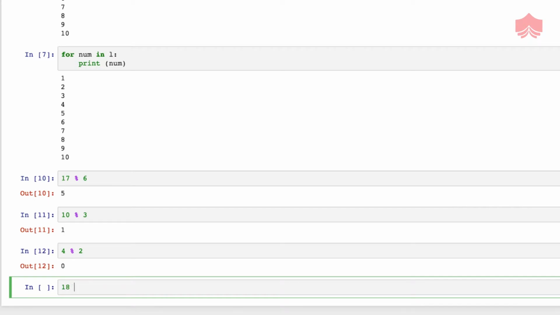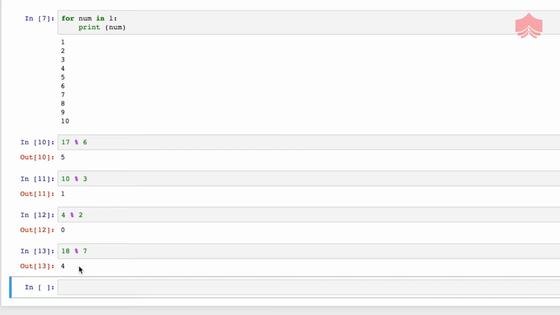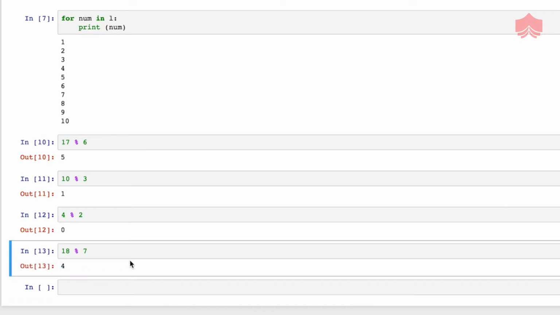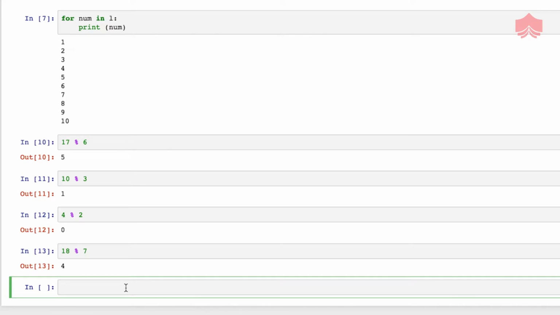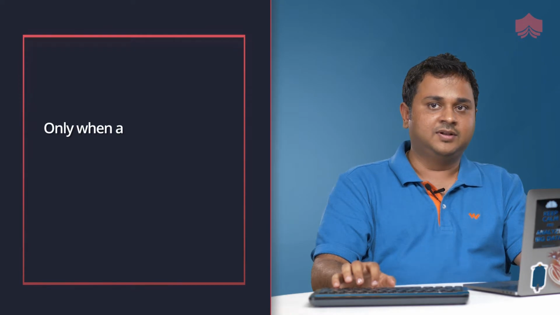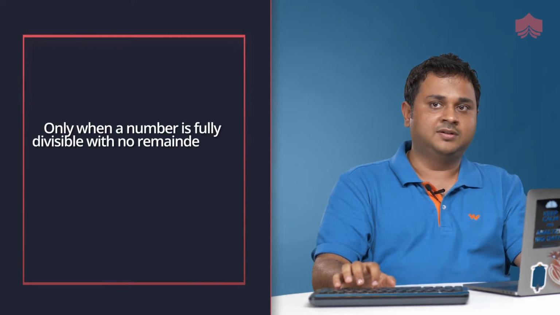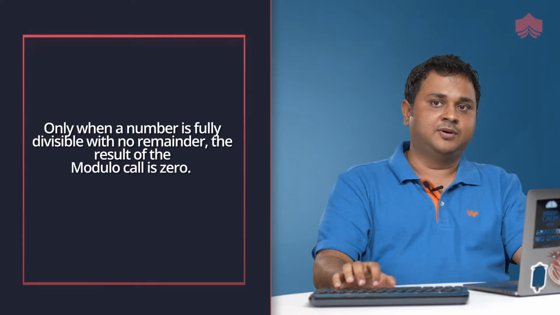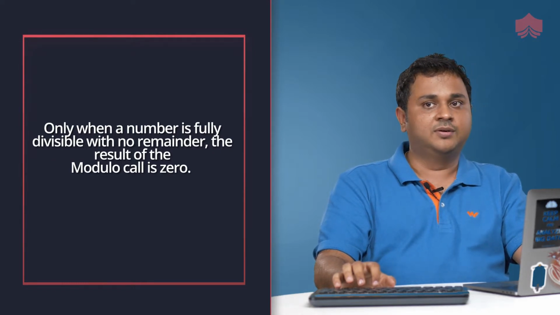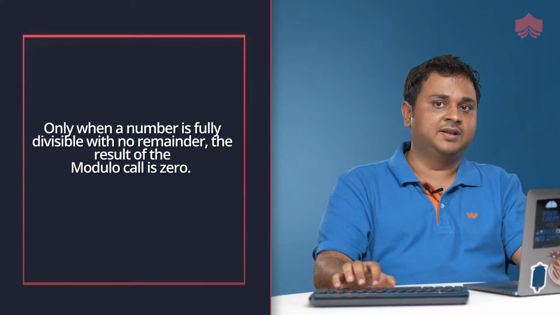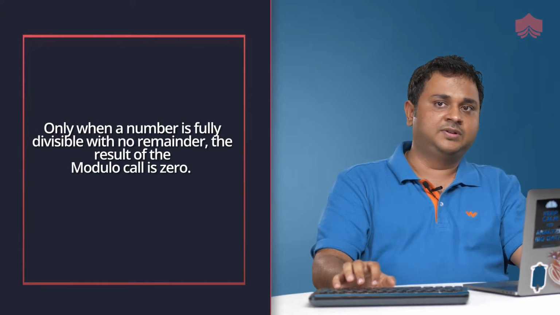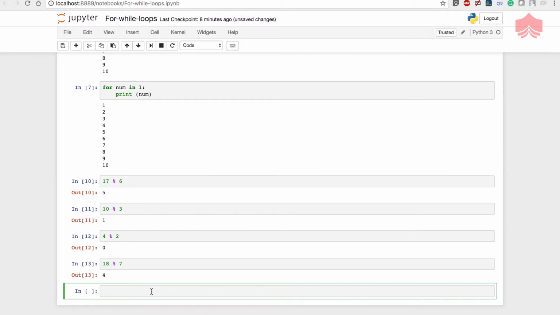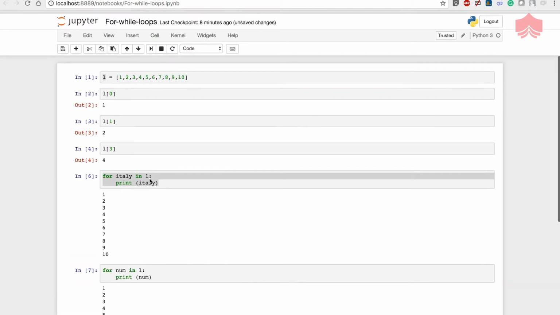Let me do some more of this so we don't get confused with anything else. It's actually the remainder that is there, and it will not continuously divide. Only when the number is fully divisible with no remainder, the result of the modulo call is 0. Now, we can use this to test for even numbers, since if a number modulo 2 is equal to 0, that means it is an even number. Now, let's get back to for loops, and see if we can use for loops to print only the even numbers from our list.